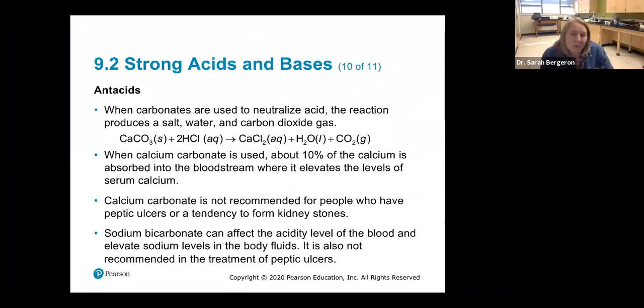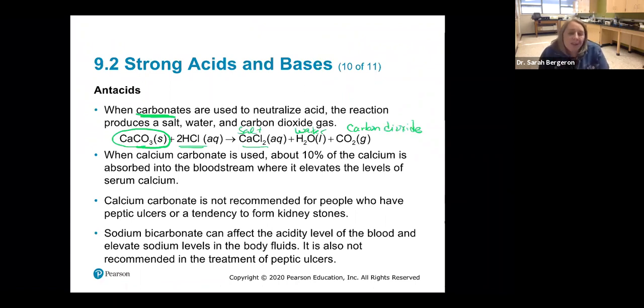Okay, so the other way that you can neutralize an acid is with carbonates. So when you have a carbonate, right, carbon containing, that's what we mean when we say carbonate, contains carbon. The reaction, so here's our carbonate right here, and we're going to mix it with an acid. And what's going to happen is we're going to make a salt. This is our salt. We're going to make water, and we're going to make carbon dioxide.